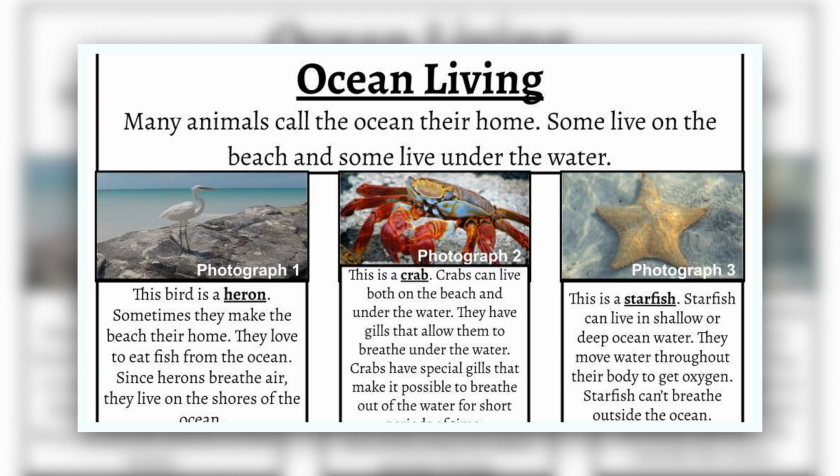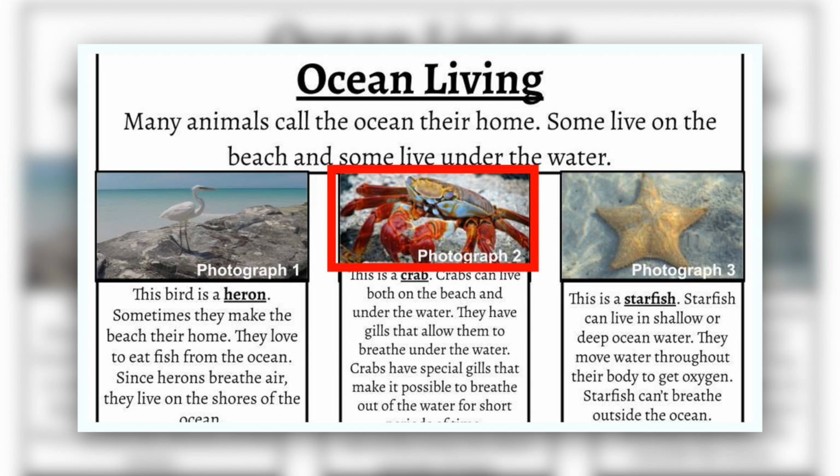All right, now it's your turn. So I'm going to ask you some questions about this text, and we're going to see if we can find the reasons that the author gives to support his point. Let's look at the heron. Based on what we learned in the text, can this heron breathe underwater? You're right. Herons can't breathe underwater. They breathe air. So they live outside of the water.